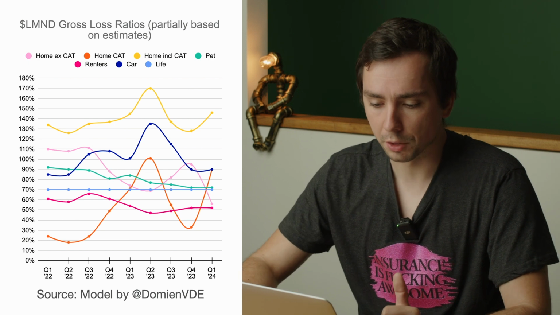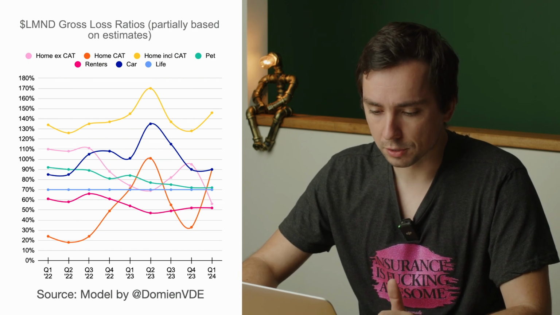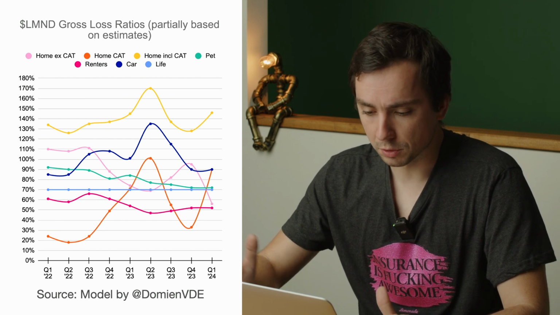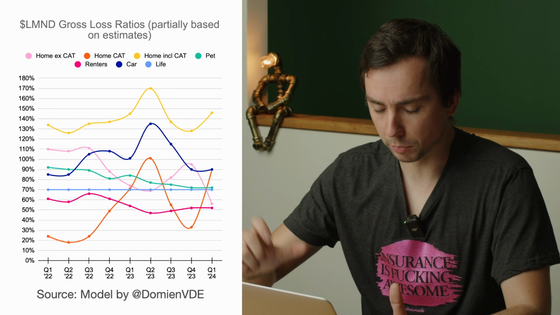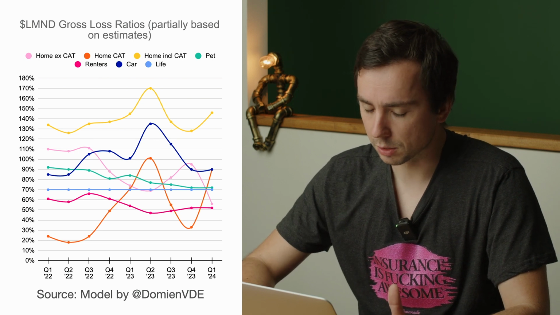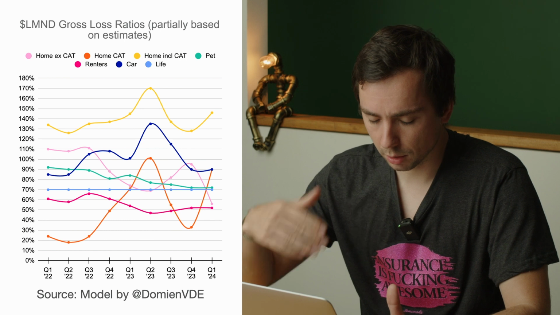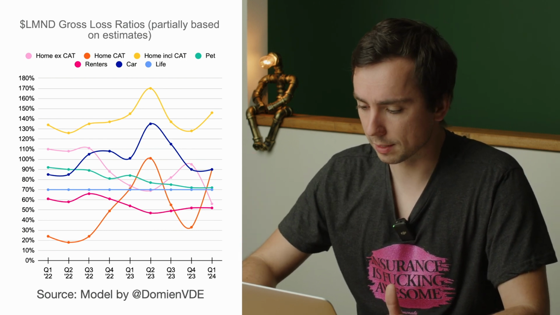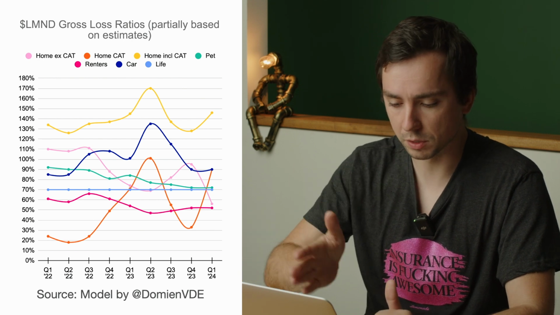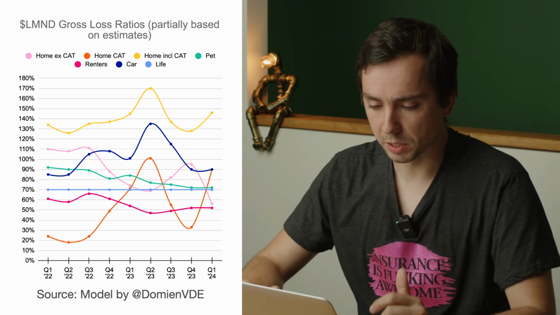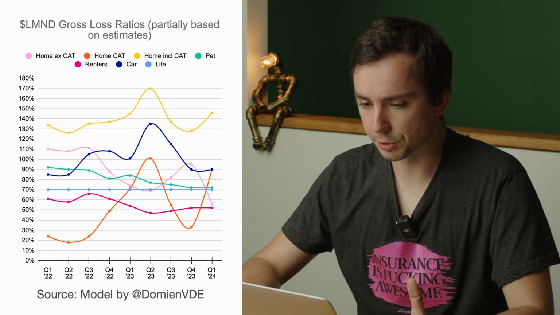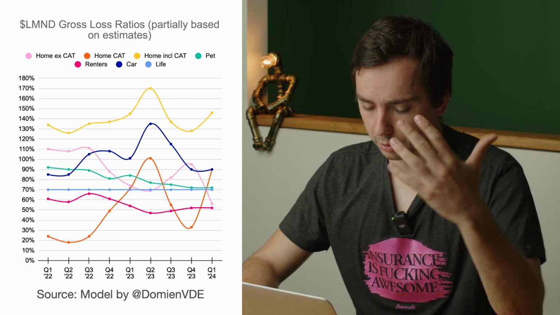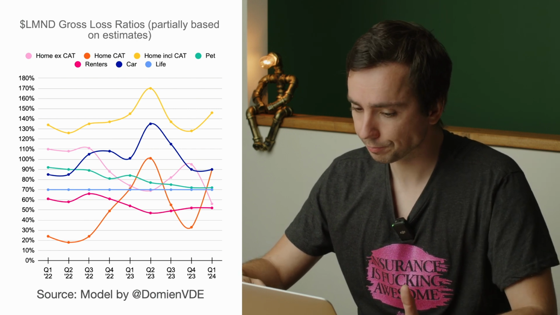As you can see on the right-hand side of this graph, for pet, renters, car, and life, I just assumed them to stay constant. Only home changed a bit, which I managed to figure out using their gross loss ratio and their gross loss ratio without cat, which they published. But once again, for Q1, there's quite a bit of uncertainty in these numbers because they didn't really give us any information in the most recent shareholder letter.